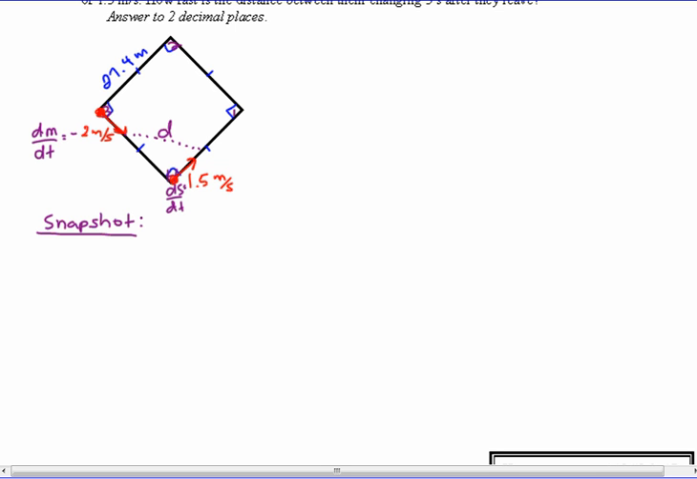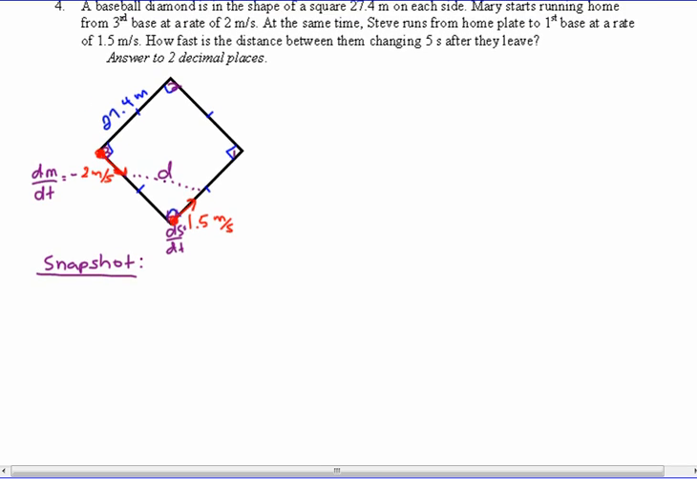Now we need to get a snapshot of what's happening. So it says, how fast is the distance changing between them? So what are we looking for in this case? The speed. So in terms of this picture, what are we looking for? dD/dt. I shouldn't have used distance, right? We want the rate of change, this is changing at, right, the distance between them. That's why they don't use d. Do you want to use a different letter?